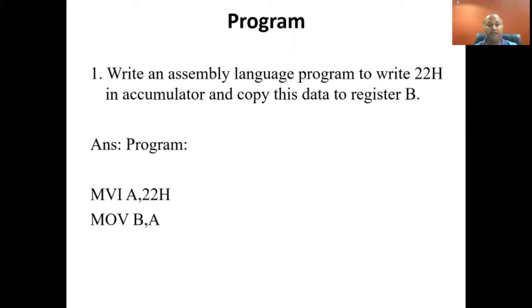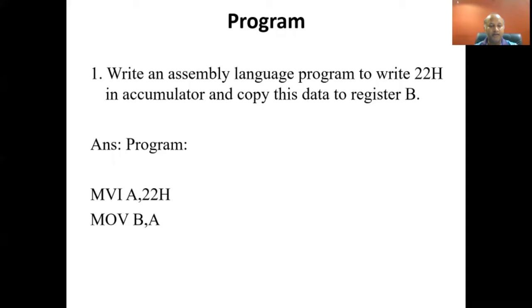So we'll take the examples of some programs. Write an assembly language program to write 22H in accumulator and copy this data to register B. So we'll write the instructions MVI A, 22H and MOV B, A.